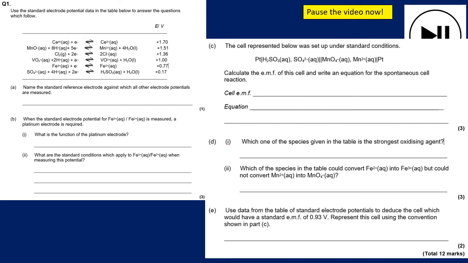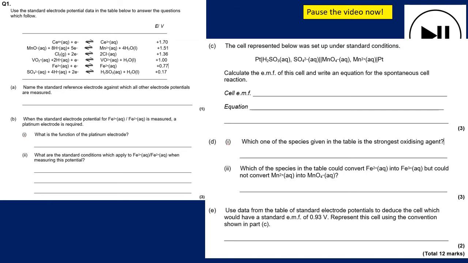Right, okay, so the standard reference electrode, that's the hydrogen electrode. So it's the standard hydrogen electrode, or you can just call it the hydrogen electrode. B, what is the function of the platinum electrode? Well, in this case, this half cell doesn't have a metal electrode, therefore a platinum electrode is used. The platinum electrode gives a surface for electron transfer to take place. So it's to allow electron transfer, or it provides a surface for electron transfer to take place.